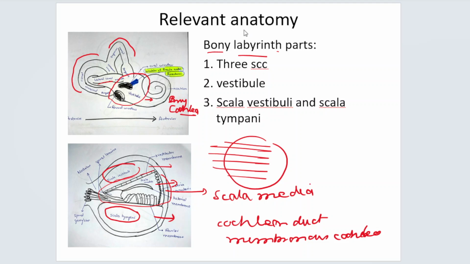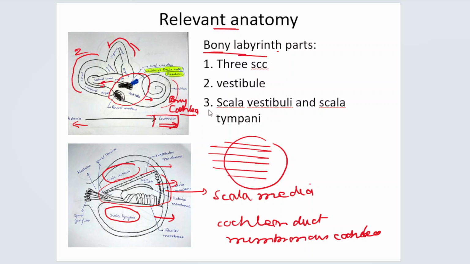So the relevant anatomy of the bony labyrinth is basically you have the three semicircular canals, 1, 2, 3. The part in the middle is the vestibule, the part in front of it is the cochlea. So always remember that the cochlea is anterior and the semicircular canals are posterior.